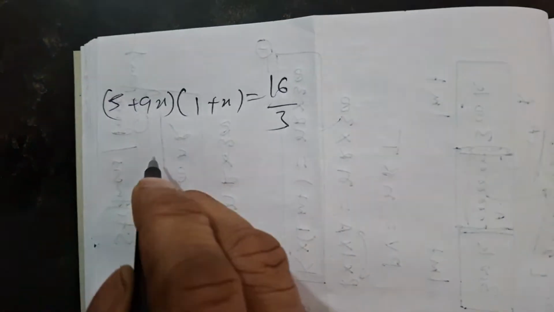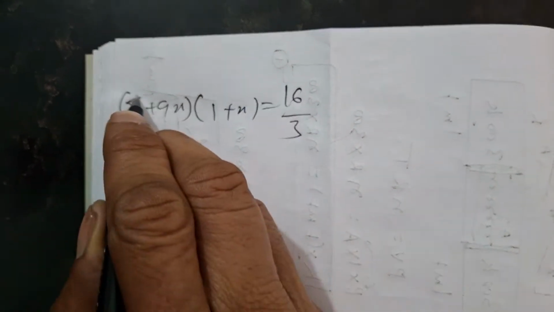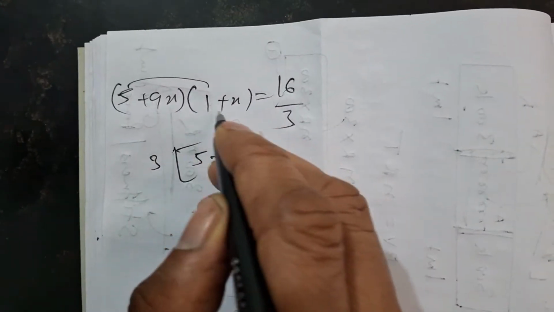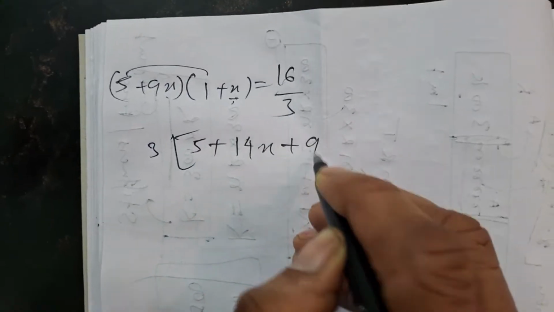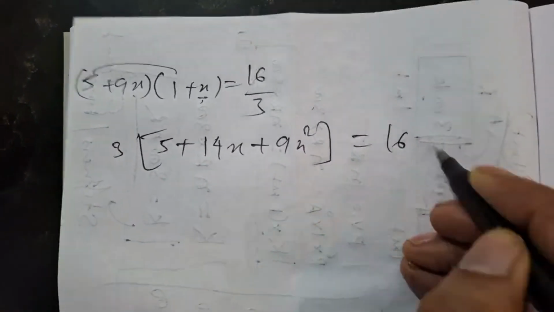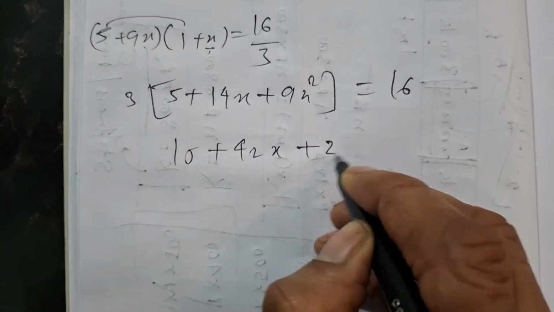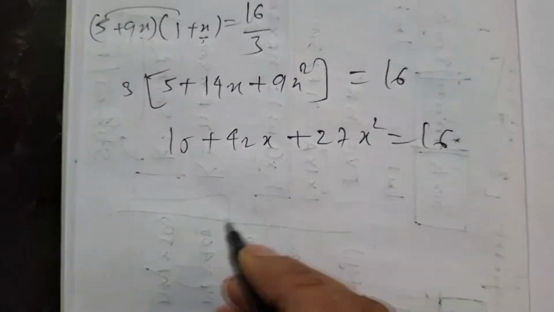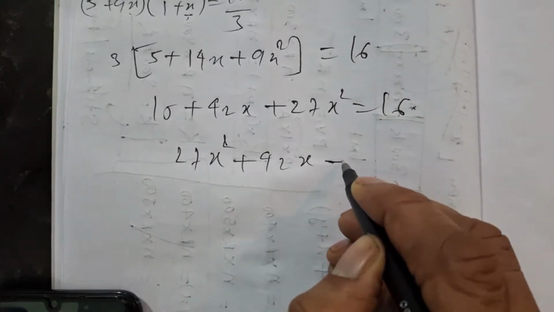5 plus 5x, okay, and this 9x, and plus 9x equals 16. So you will get 15 plus 42x plus 27x square equals 16. Means 27x square plus 14x minus 1 equals 0.